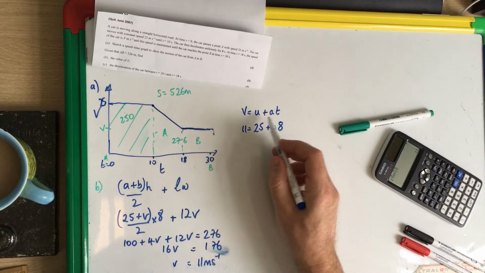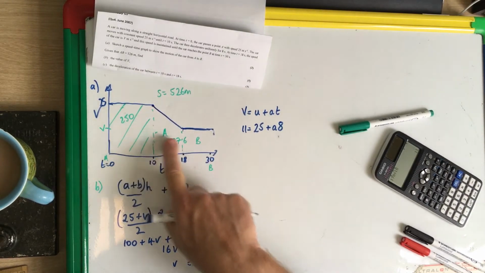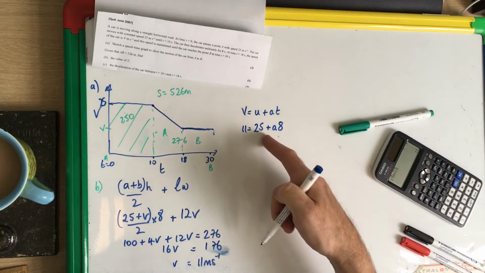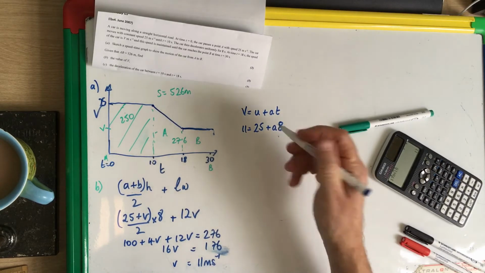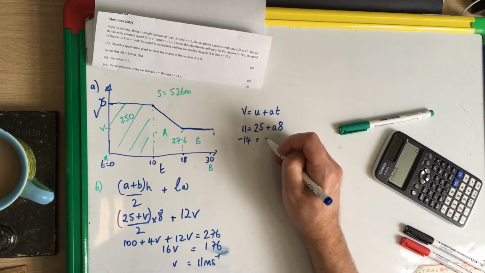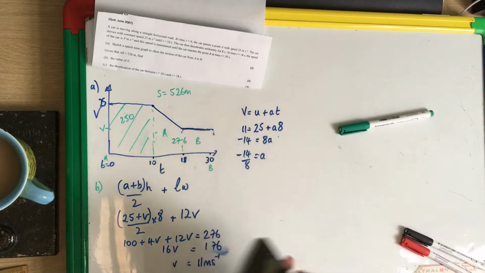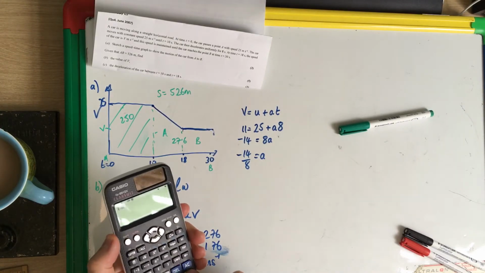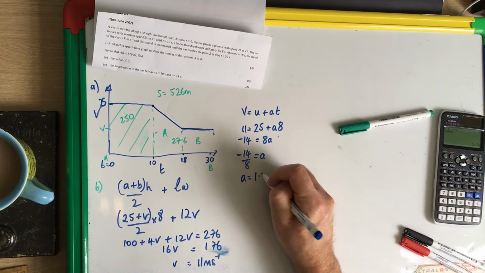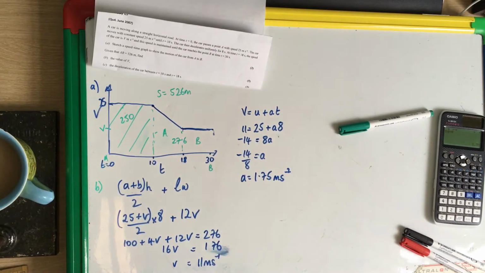Okay, so we can just use v equals u plus at and just look at this little leg of the journey, can't we? We're starting at 25, becoming 11 over 8 seconds, and then if we rearrange that now, you've got 11 take away 25, which is minus 14, is equal to 8a, so minus 14 divided by 8 is equal to a. You can see the minus tells us that it's a deceleration, so 14 divided by 8, is that 1.75? It is. So the acceleration is 1.75. It's actually a deceleration, isn't it, of 1.75 meters per second squared.